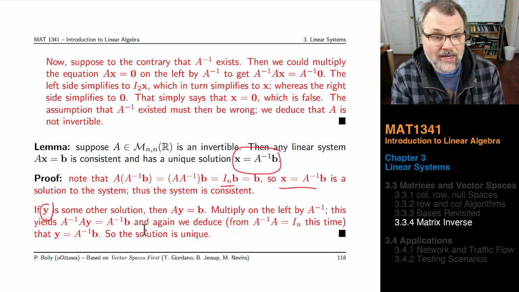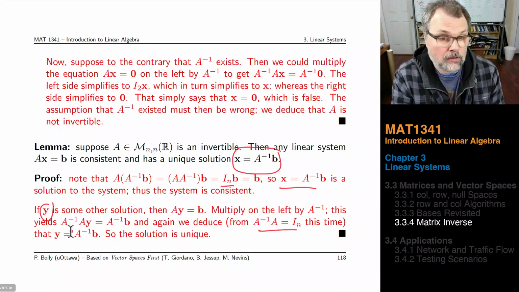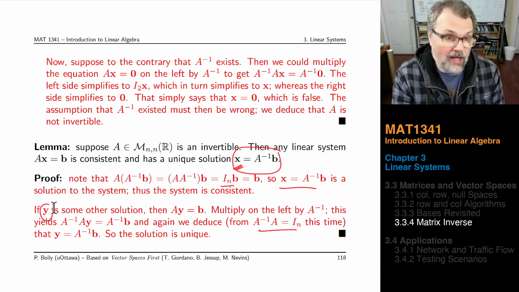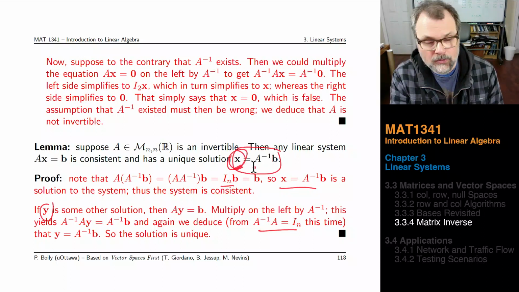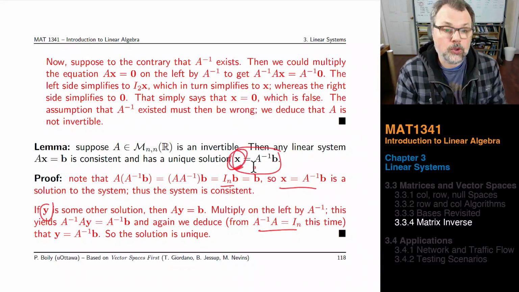So what we get out of this, because A inverse times A is the identity matrix, we get y is equal to A inverse times b. But that's exactly the same thing as x. So if y is a solution, it has to be exactly x. There's no other choice. So every solution is the same solution, hence the solution is unique.